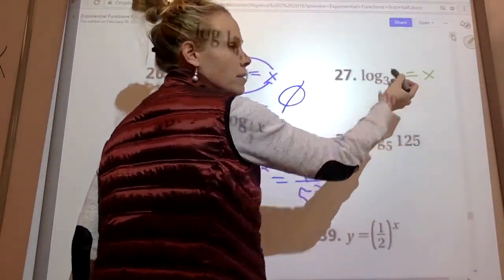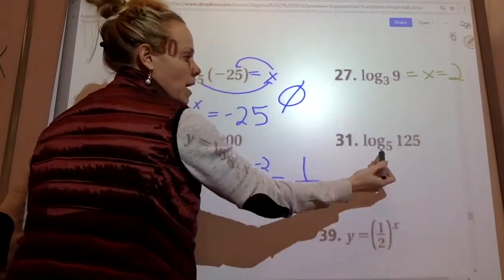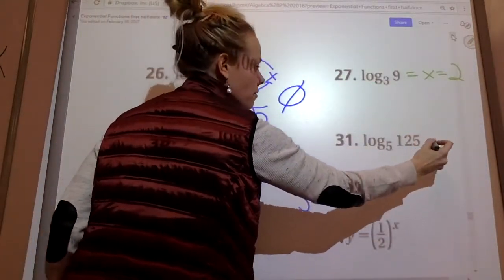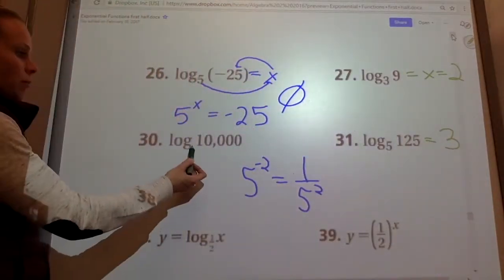3 to what power is 9? 2, right? You guys can do that in your head yet? 5 to what power is 125? 3. Good. So what base is here?